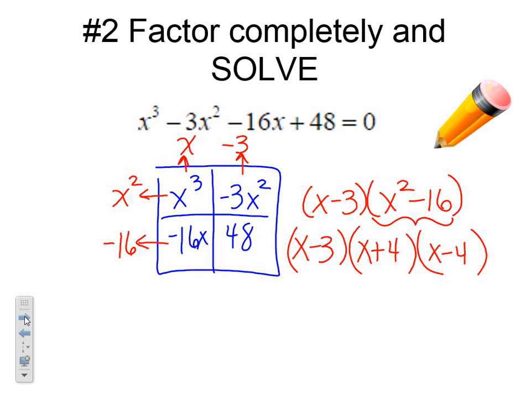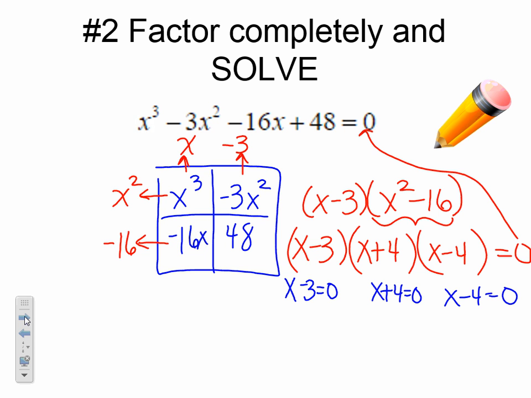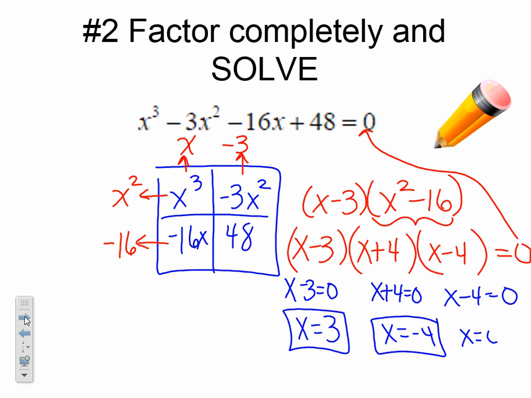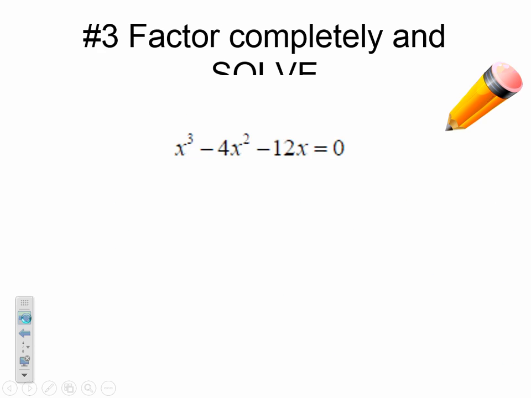And again, there was an equals 0 way up here before we started factoring, as a reminder that we need to go ahead and solve these. We're trying to find where each piece equals 0. So x minus 3 equals 0, x plus 4 equals 0, x minus 4 equals 0, and if we go ahead and solve each of those, we get x equals 3, x equals negative 4, and x equals 4. So 3 solutions there on this problem.